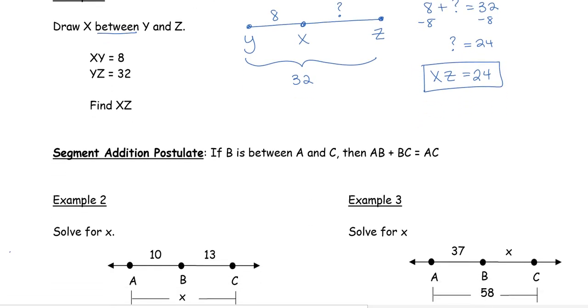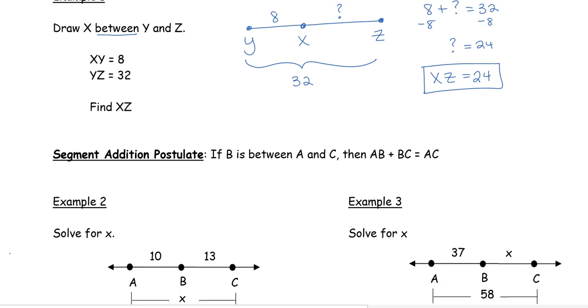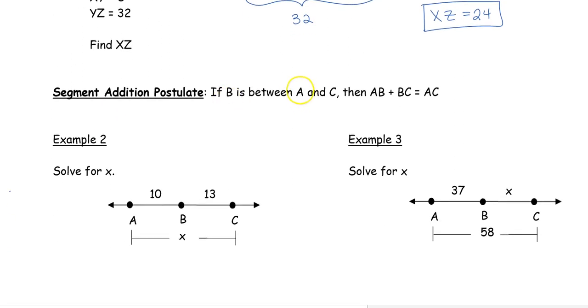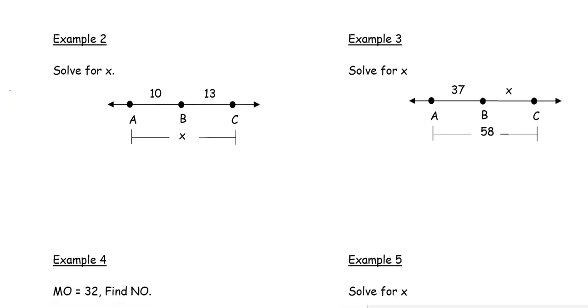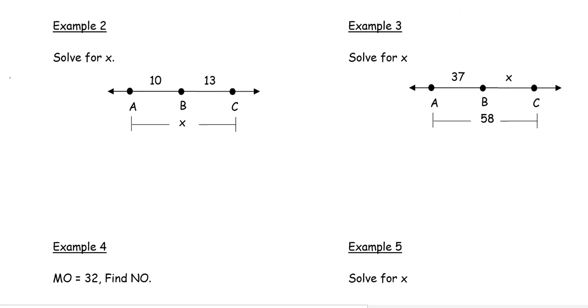And that just shows us what our segment addition postulate is. If I have B between A and C, here's A, B is between A and C, segment AB plus BC, it takes those 2 smaller pieces to equal the whole AC, and that's all the segment addition postulate is. So let's go ahead and use this segment addition postulate, apply it.